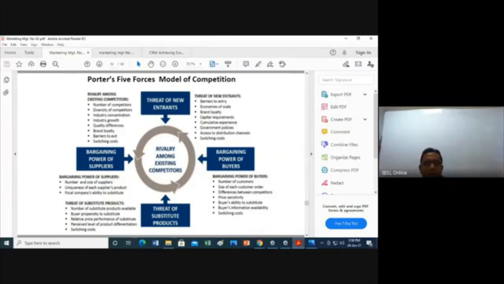One is the rivalry among existing competitors, that is rivalry among our banks. Then threat of new entrants, he said, and bargaining power of buyers, bargaining power of suppliers, and threat of substitute products.